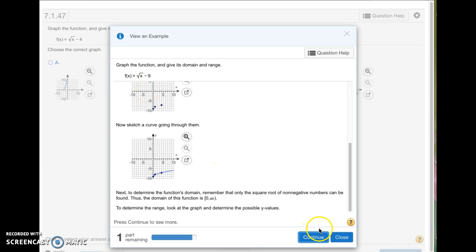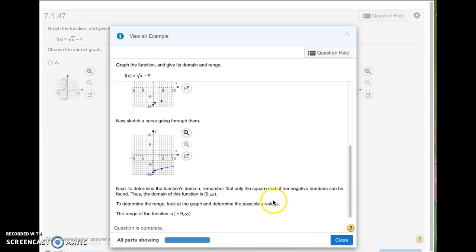Now, when you want to look at the range, you're looking at what values for y are possible for this function. As you can see, the y in this case, which is different from your own example, but I'm showing you the example here and you can apply it to your homework question, is minus 9. Minus 9 is the smallest value of y, and it can go all the way up to positive infinity. So this again is how you determine the range and the domain.